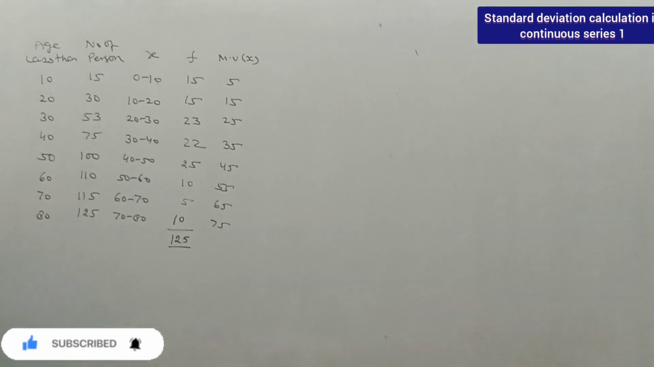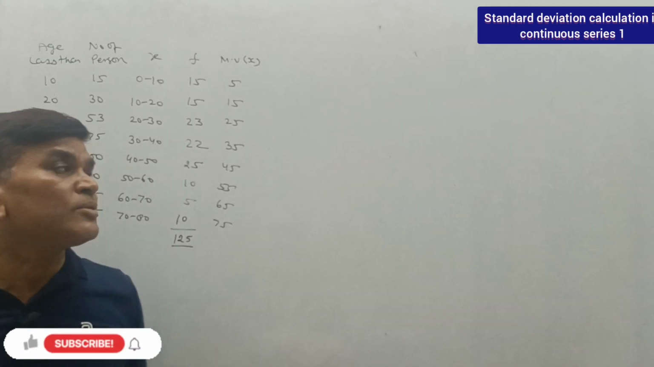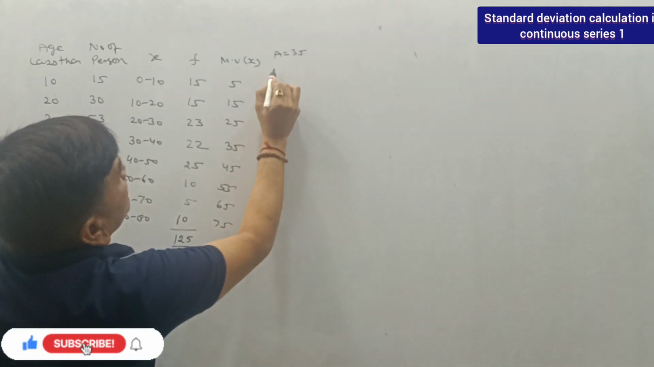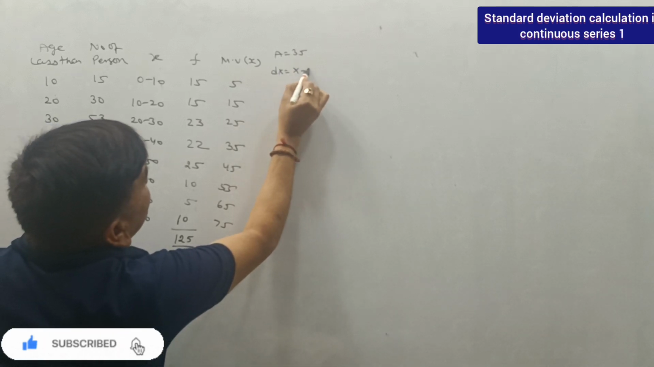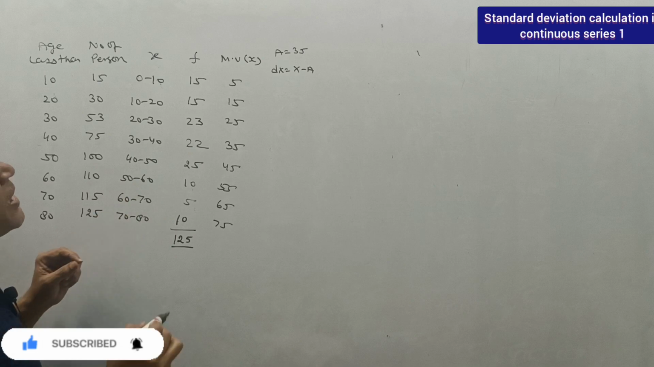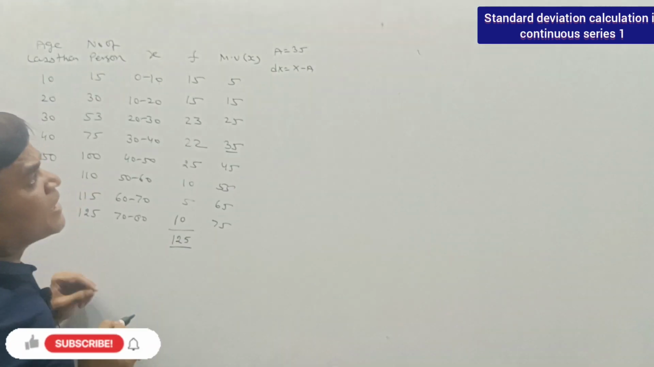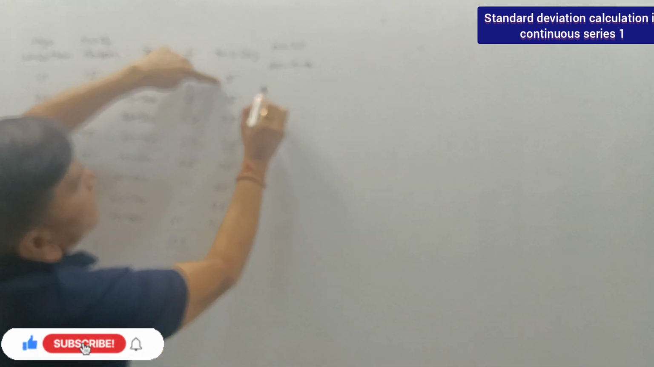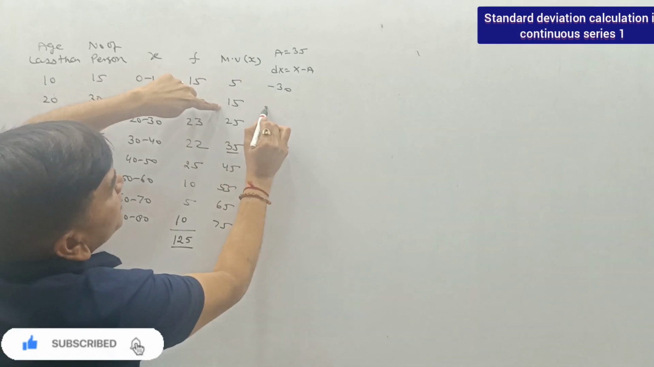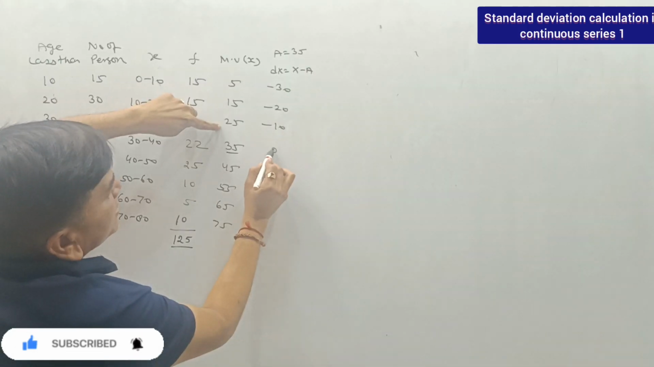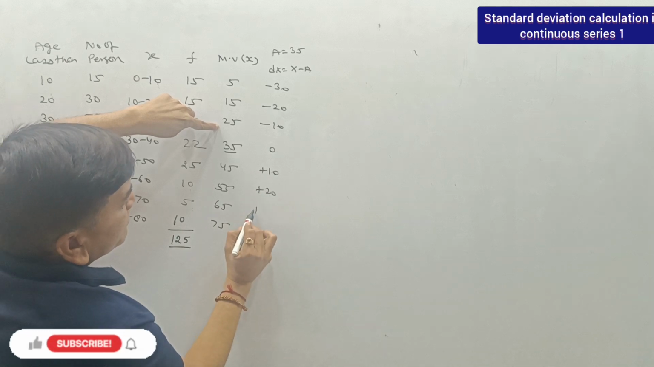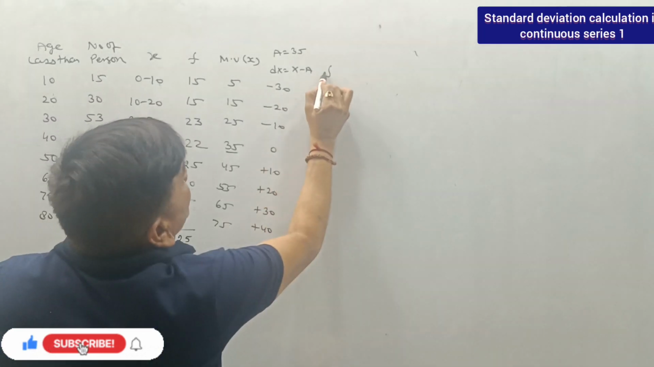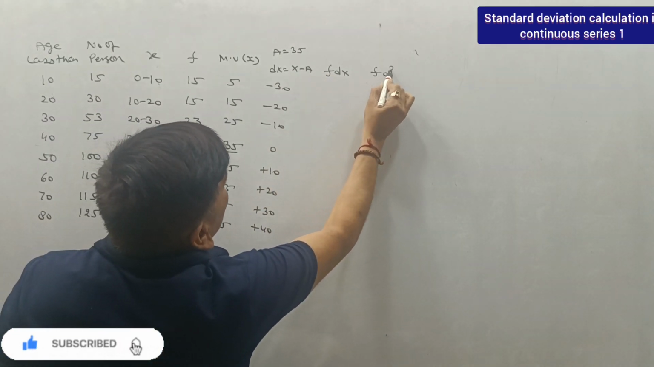Now we are using the assumed mean method for calculating standard deviation. So suppose the assumed mean is 35. Deviation dx is equal to x minus a. It means we assume that our arithmetic mean is 35. So we take the deviation dx, x minus a: 5 minus 35 is minus 30, 15 minus 35 is minus 20, minus 10, 0, plus 10, plus 20, plus 30, plus 40. Okay. Now we require f dx and f d square x.